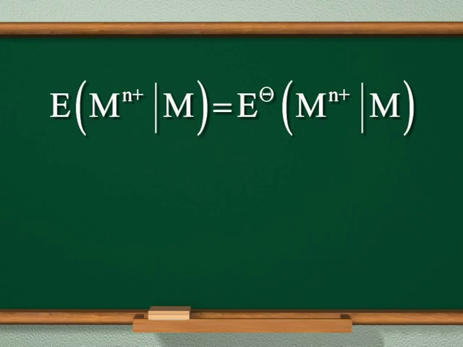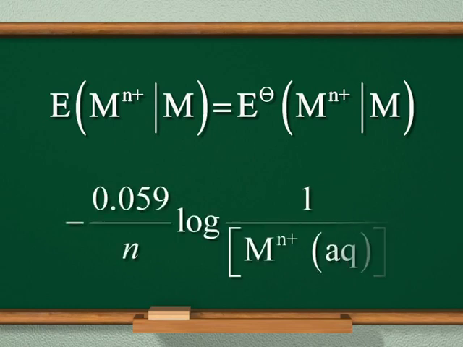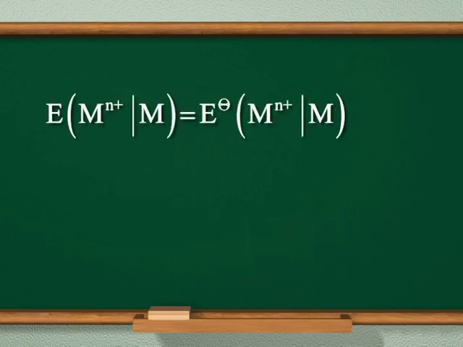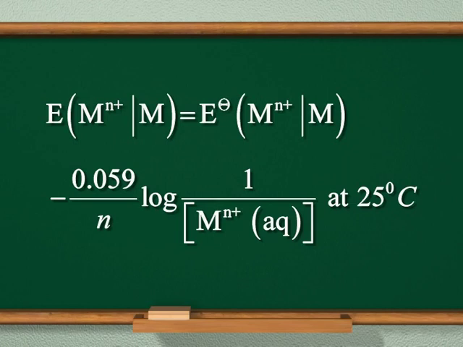This means that electrode potential under given conditions is equal to electrode potential under standard conditions minus 0.059 divided by number of electrons involved in the reaction log 1 divided by molar concentration of ions in aqueous solution. Children, at 25 degrees centigrade, we can also write this equation which we learnt just now in simple form as shown on the screen.